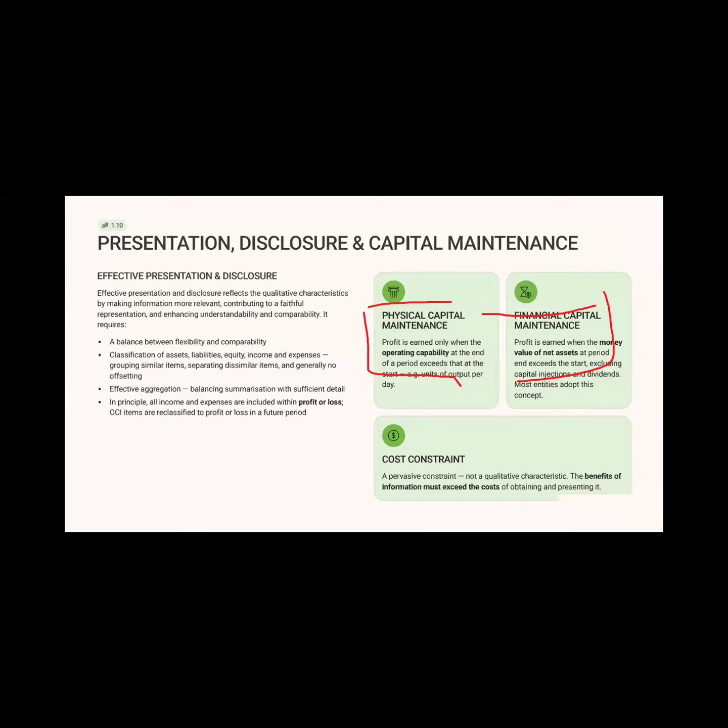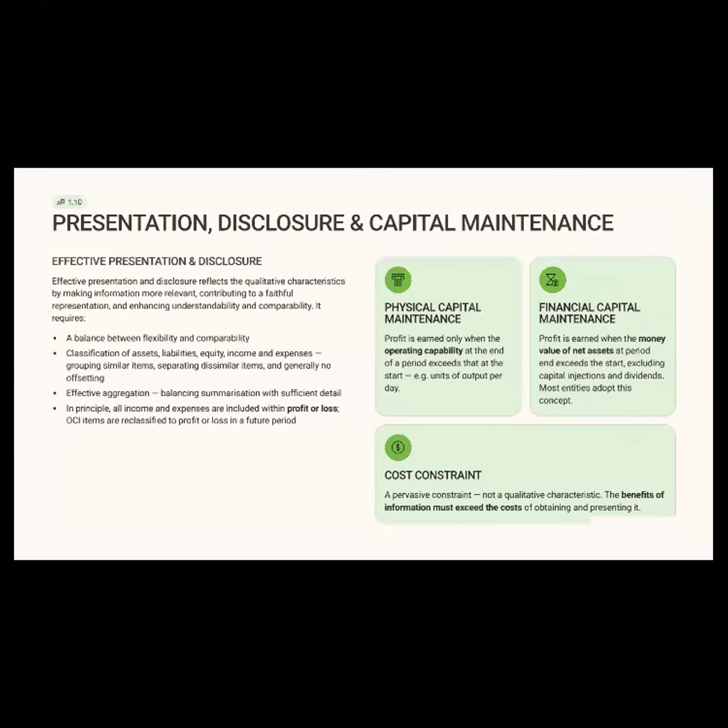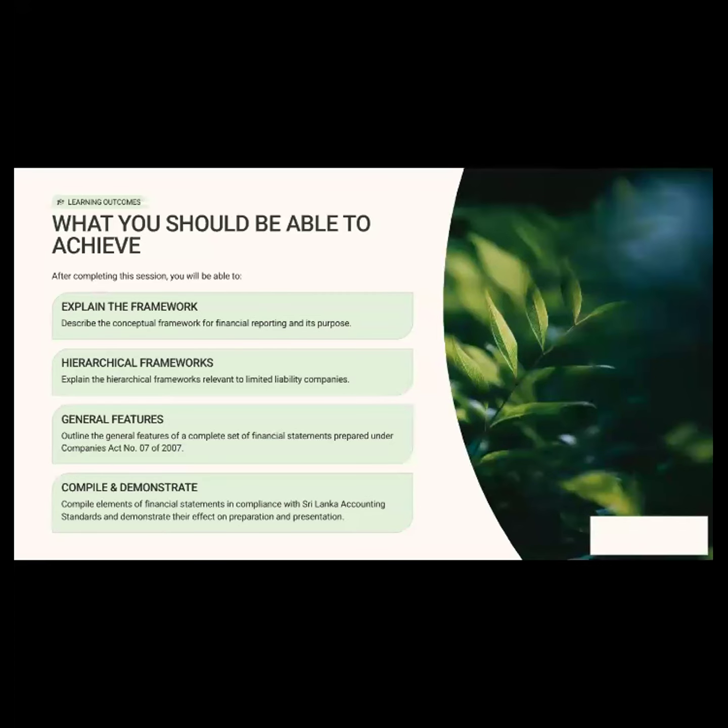Okay, so these concepts you should know: what is physical capital maintenance, what is financial capital maintenance. You have to keep these in your mind. Each and every term has a different meaning, so please keep these things in mind. The next one. Once you have completed this chapter, these are the learning outcomes. I hope this conceptual framework is clear. So, do you have any issues with this conceptual framework? If so, please let me know.